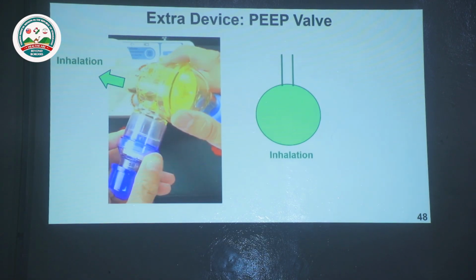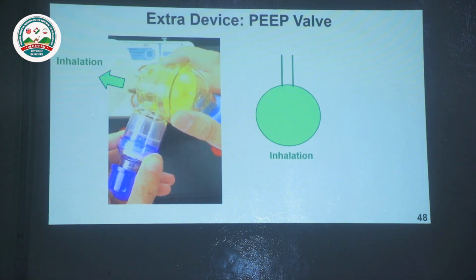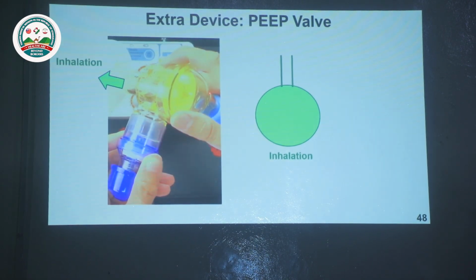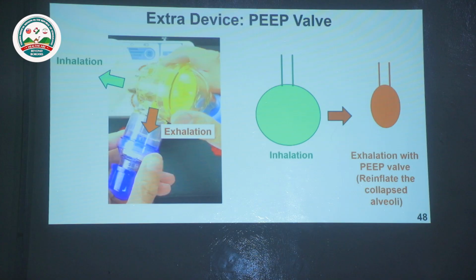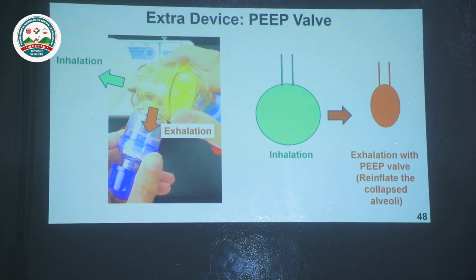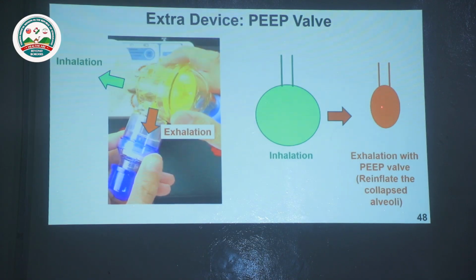Usually it's from 5 to 20 centimeters of water, and you can start from 5 and increase to 6, 8, to 10. During inhalation, the ventilator delivers positive pressure to expand the lung. And because now you have the PEEP valve over here, it can prevent lung collapse and reinflate the collapsed alveoli, to let oxygen go into the reinflated alveoli.